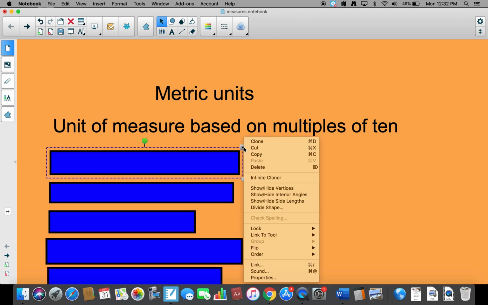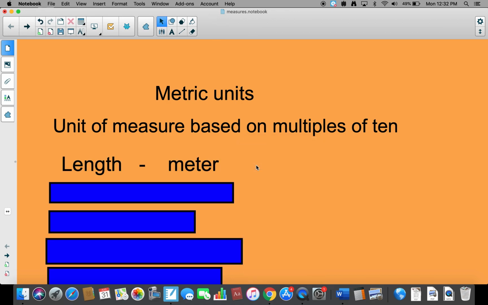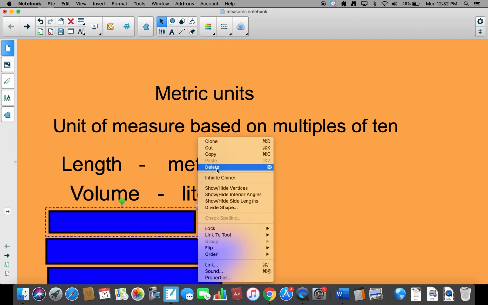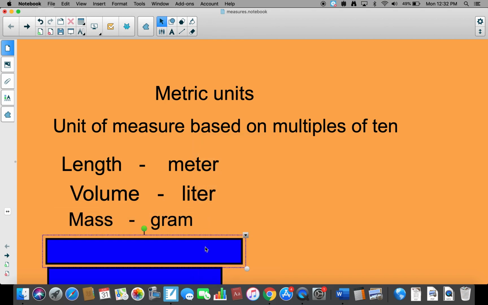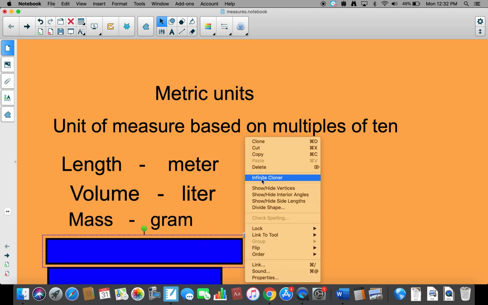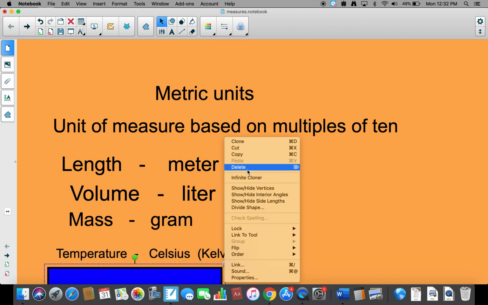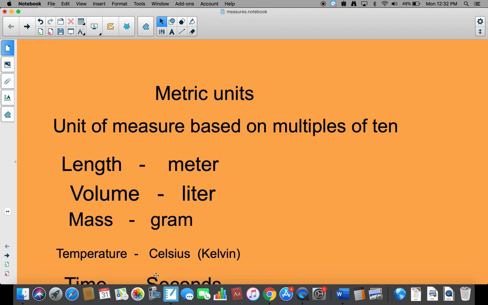Now, what kind of measurement are we looking at? We're looking at length, which is in meter. We're looking at volume, which is in liters. We're looking at mass, which is in grams. We're looking at temperature in Celsius, and we're not going to actually measure it today, but we do have time, and time is recorded in seconds.